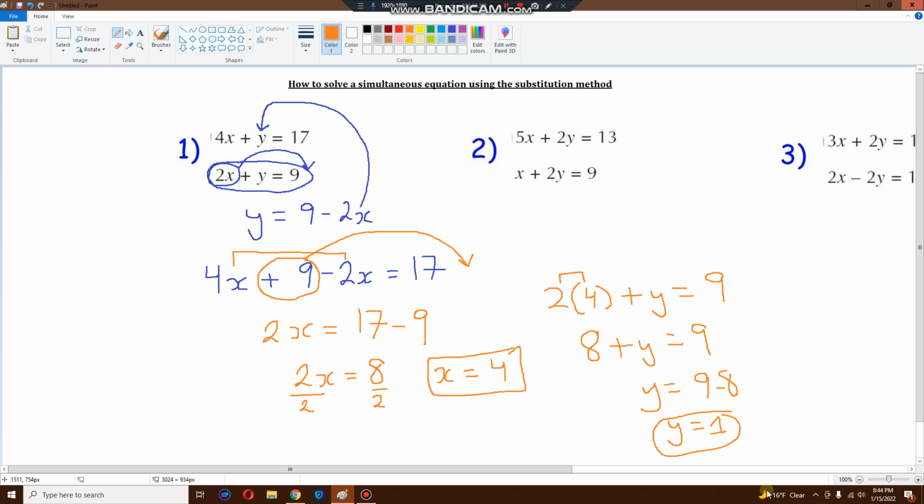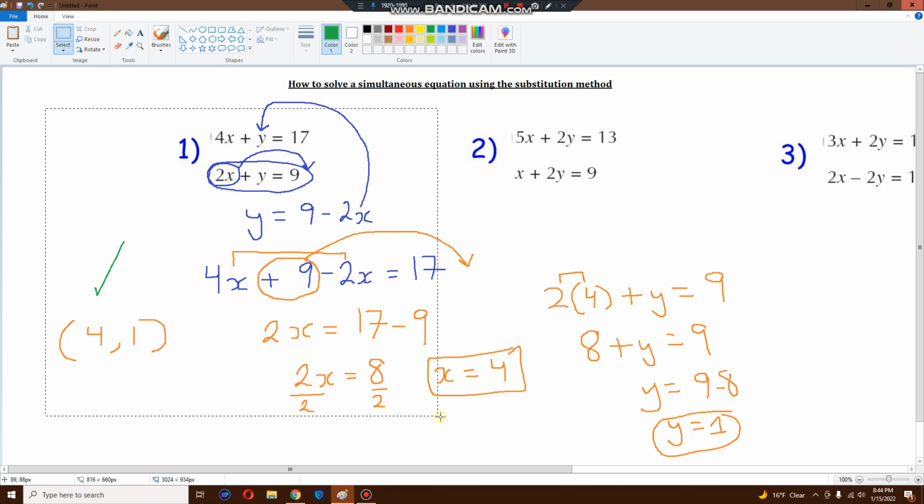In fact, it's a coordinate point. We know that x is equal to 4 and y is equal to 1. And that is how we write the final answer, okay, for number 1. 4, comma, 1. That's how you do it, using substitution method. Let me show you the other examples. Let me delete all this.